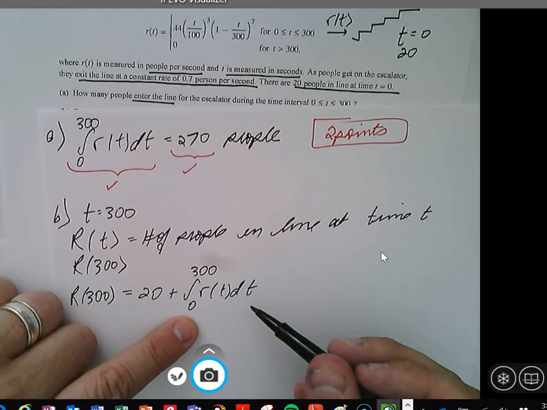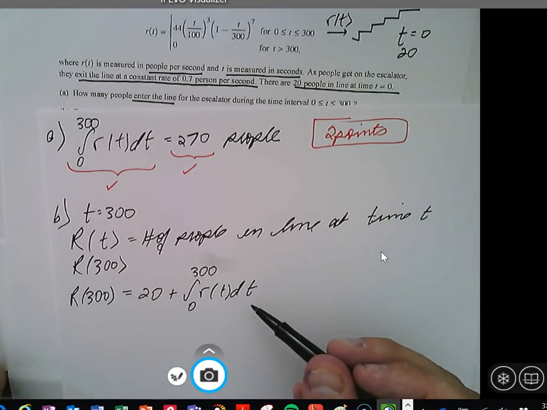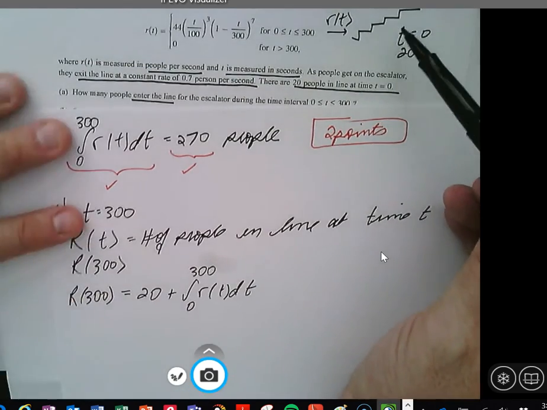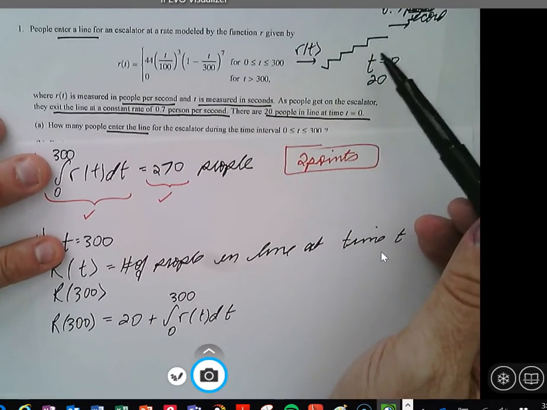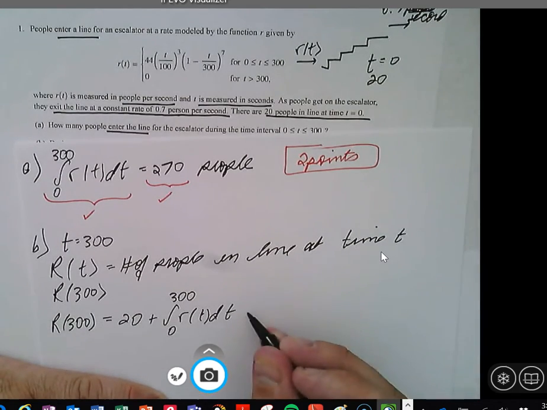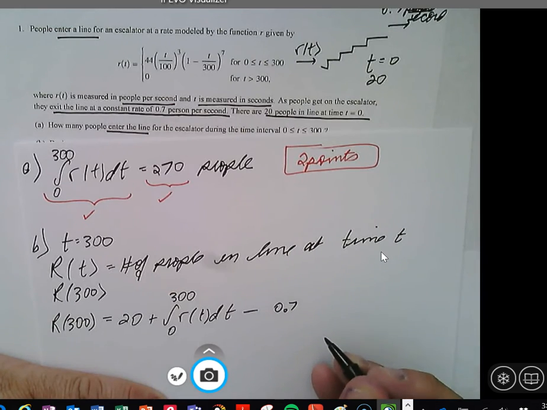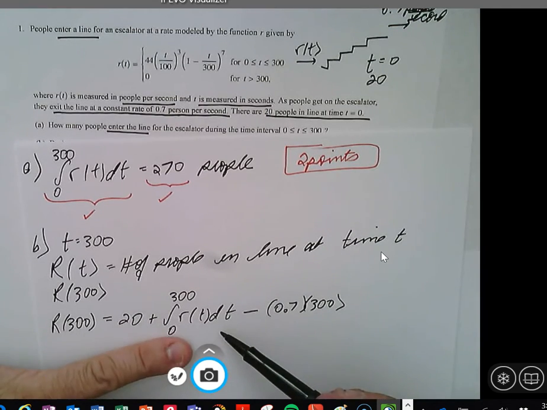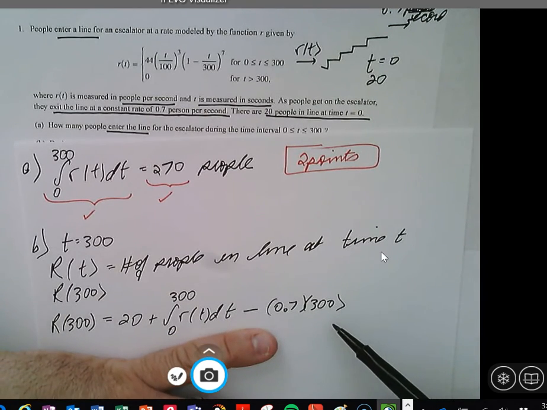And before you think, great, I've got it, there's one more thing that's happening. People are getting out of line because they're getting onto your escalator. They're getting onto the escalator at a rate of 0.7 people per second. So what I'm going to do is subtract 0.7 people per second for 300 seconds. The 20 is the initial number of people in line. This tells me how many people entered the line. This tells me how many people exited the line because they actually made it onto the escalator.